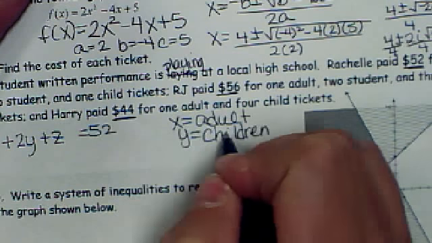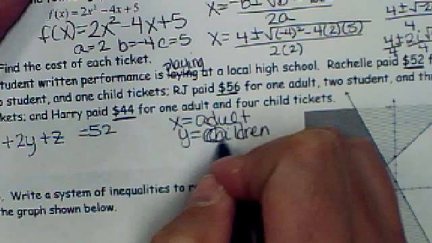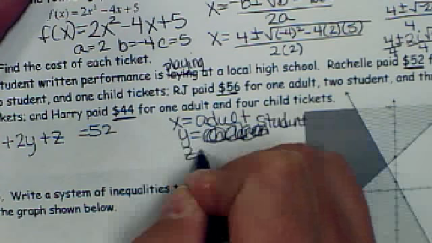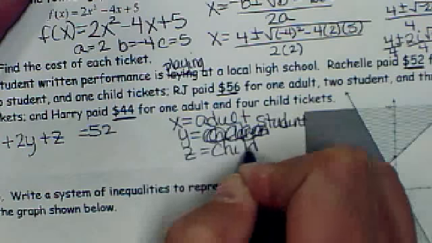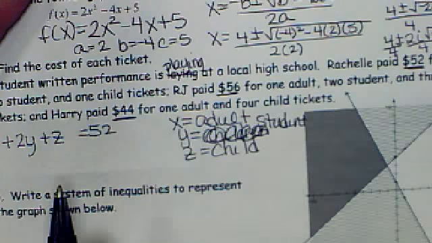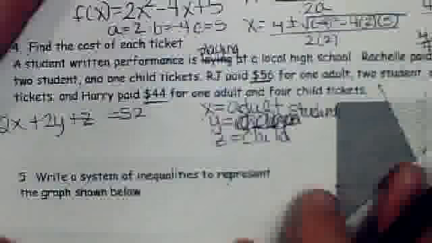No, I just said that wrong. Y is my student, and z is my child. That's going to be important for us to remember because we're going to end up solving this using a matrix, so I have to know which one is which.